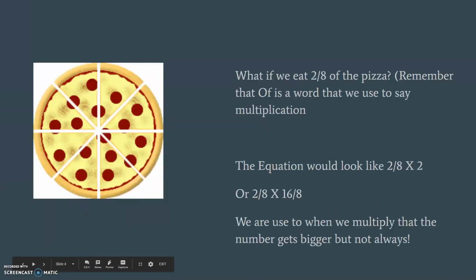So what if we eat 2/8 of the pizza? Remember that "of" is a word that we use to say multiplication. The equation would look like 2/8 times 2, or 2/8 times 16 over 8. We are used to when we multiply, the number gets bigger, but not always.